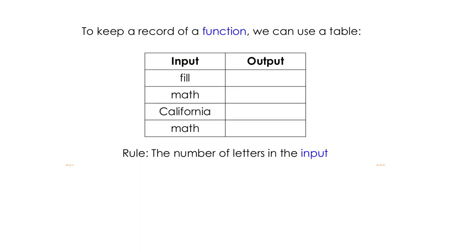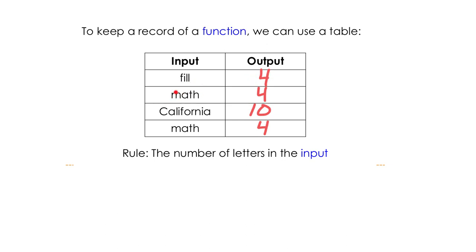Let's start just with a reminder about functions represented as tables. We have input, we have output. For each input, we follow a rule. The rule tells us what the output is. For this input-output table, the rule is the number of letters in the input. So when the input is the word fill, well, there's 4 letters, so the output is 4.